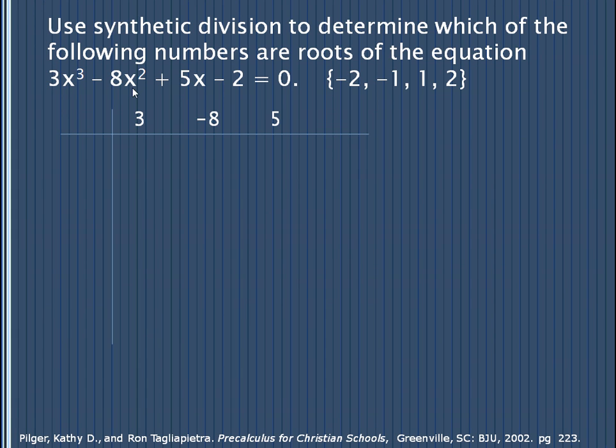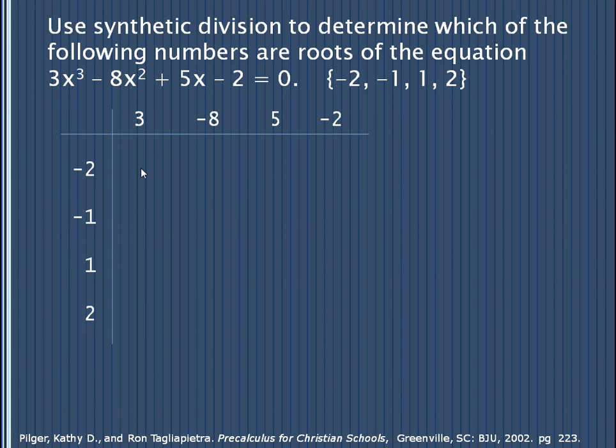And we want to try each of these 4 numbers to see if they're roots of the equation. Do you remember what we're going to look for if we're looking for roots of the equation? We're going to look in this column here, and we're looking for a 0. Because if we get a 0 as a remainder, that means it's a root of the equation. So as a review, to do synthetic division, you bring down the first number, and then it's multiply, add, multiply, add, multiply, add.